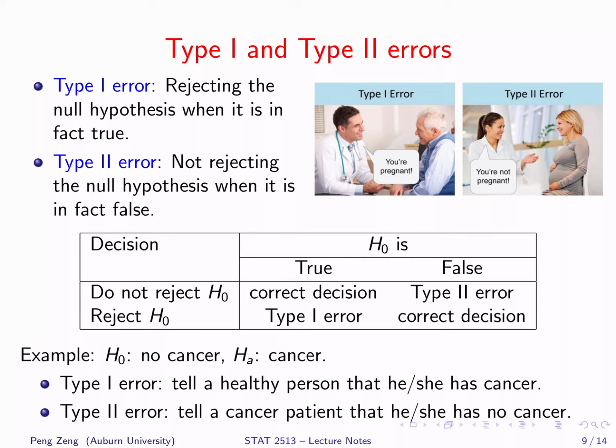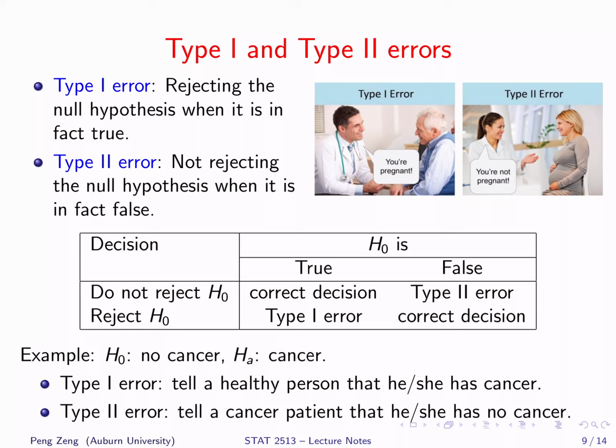If H0 is true and we do not reject H0, it is a correct decision. If H0 is true and we reject H0, we make an error. It is called the type 1 error. If the null hypothesis is false and we reject H0, it is a correct decision. If the null hypothesis is false and we do not reject H0, we make an error, which is called a type 2 error.